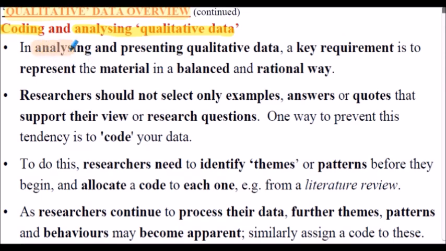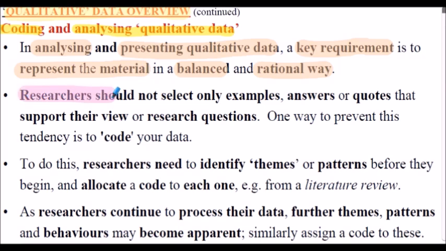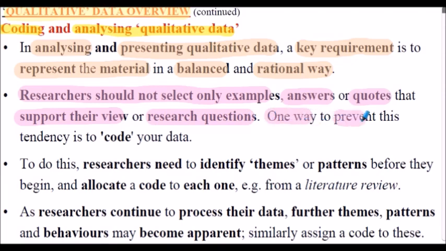So in analysing and presenting qualitative data, a key requirement is to represent the material in a balanced and rational way. All researchers have to be very objective with the way they analyse and rationalise their data. So researchers should not select only examples, answers or quotes that support their view of the research questions. And one way to prevent this bias tendency is to code data.